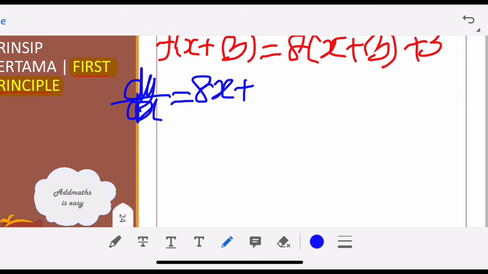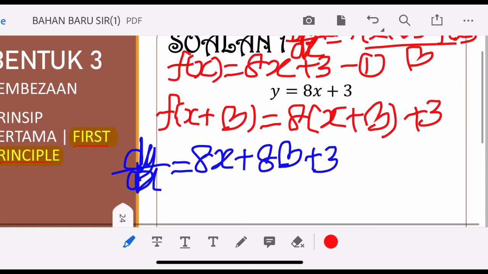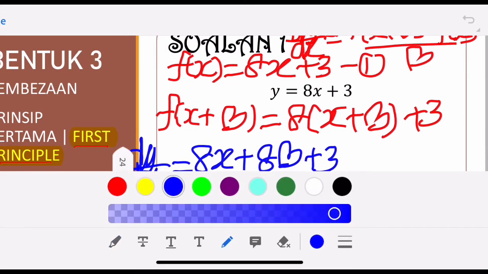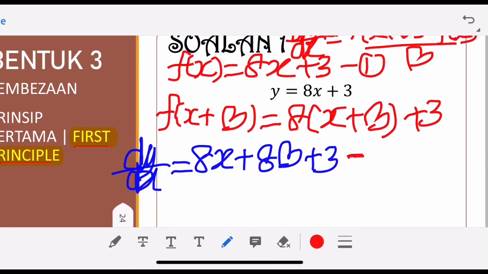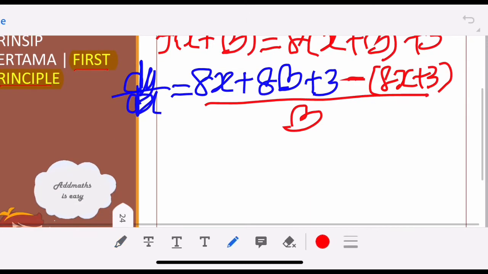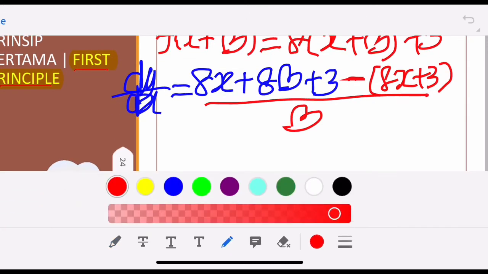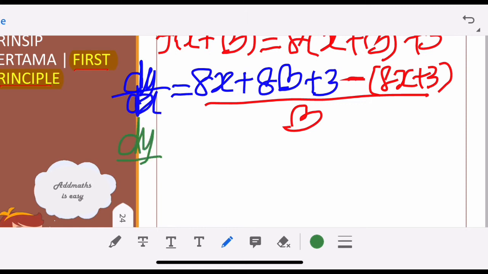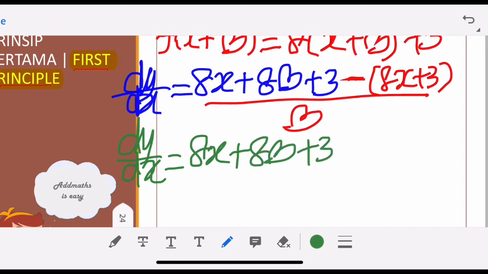So for f(x plus love shape), x plus love shape is the object, right? So you multiply by 8 and plus 3, following the function. For the function, whatever is the object, you just put into the bracket. Then you simplify. Then I will take 8x plus 8 love shape plus 3 minus out the f(x), which is 8x plus 3. Make sure you put a bracket for the minusing of 8x plus 3.